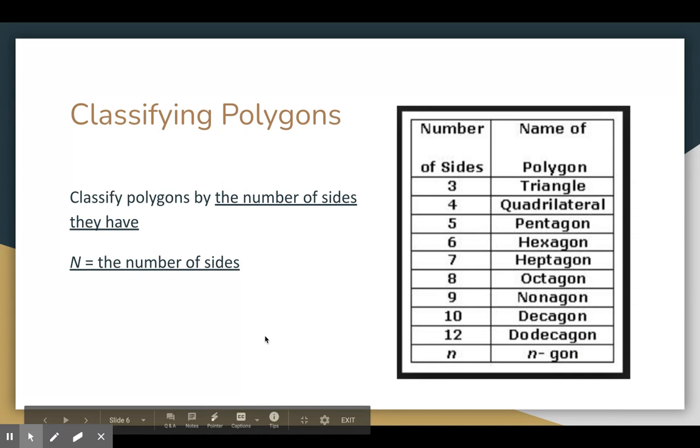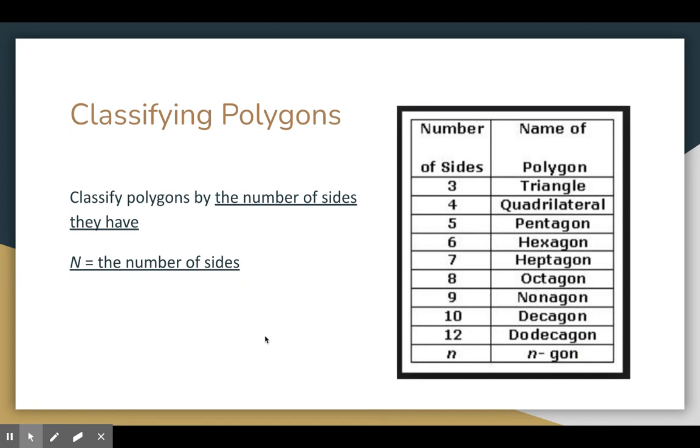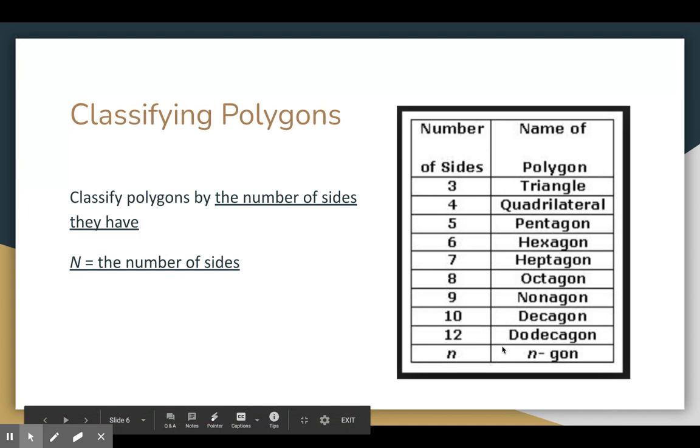When we classify polygons, we always classify them by the number of sides they have. So here's a bunch of names for different types of polygons. 3 obviously is a triangle. This chapter we're talking about 4 sides, which is a quadrilateral. 5 sides is called a pentagon. 6 sides is called a hexagon. 7 heptagon. 8 octagon. 9 nonagon. 10 decagon, and 12 dodecagon.